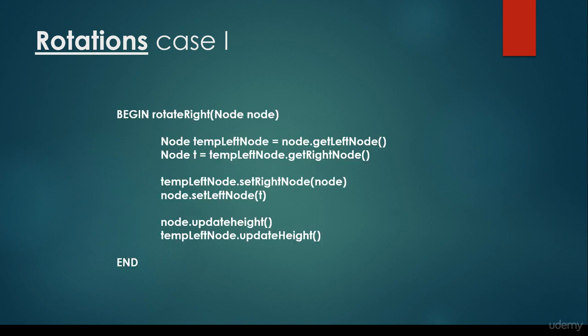Okay, so what about the source code? Basically, this rotate right is quite easy to implement. We just have to update the references. We get the root node basically as a parameter, this node. We get the left node and we store it in a temporary left node variable. We get another node, the so-called T. It is the temp left node's get right node. And the temp left node's set right node is basically when we make the left child of the root node to be the new root node.